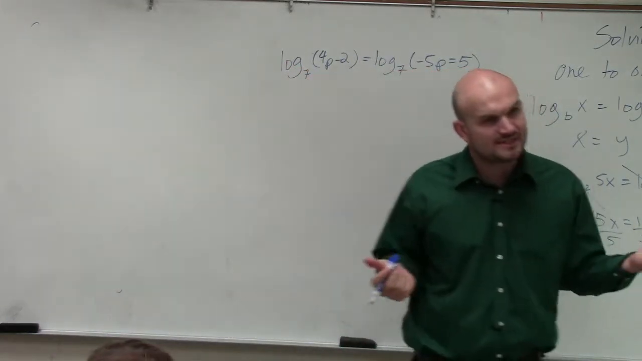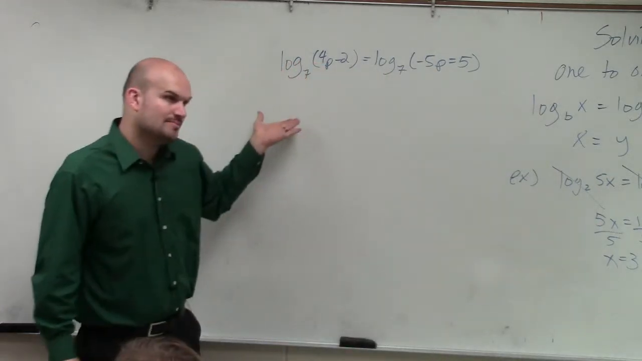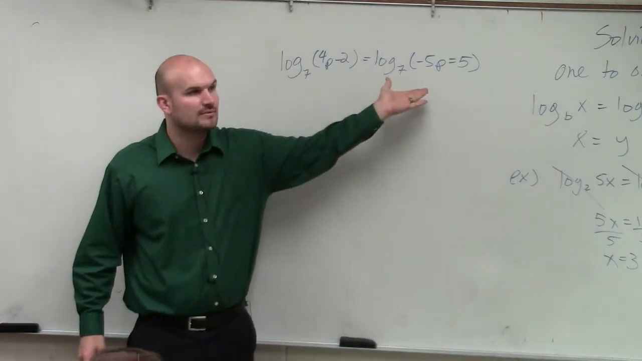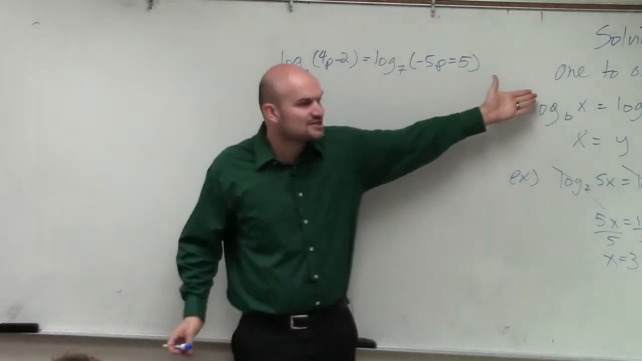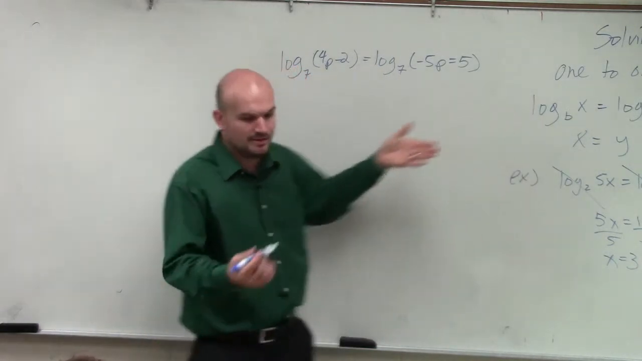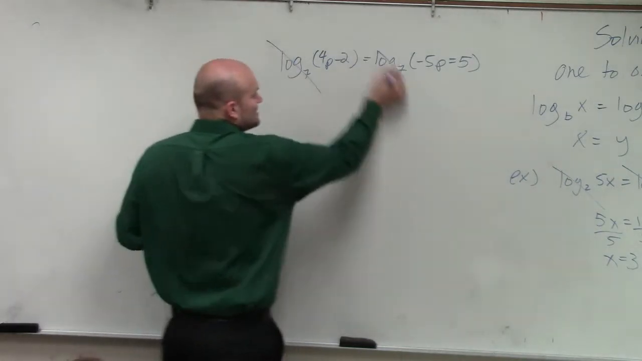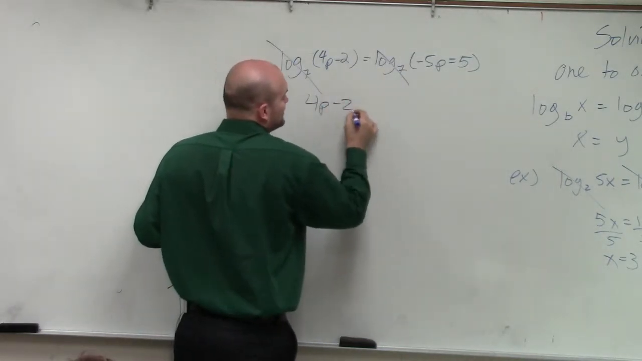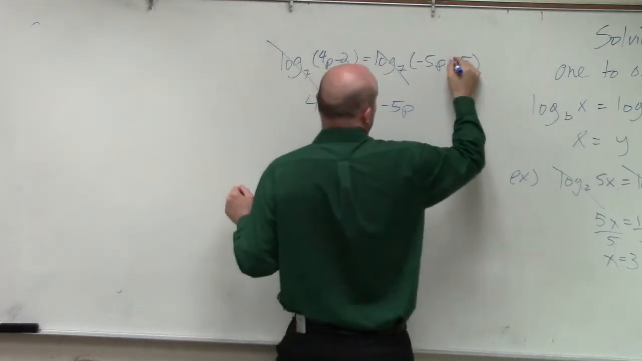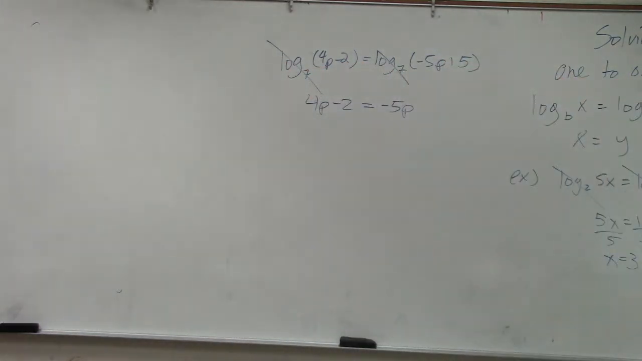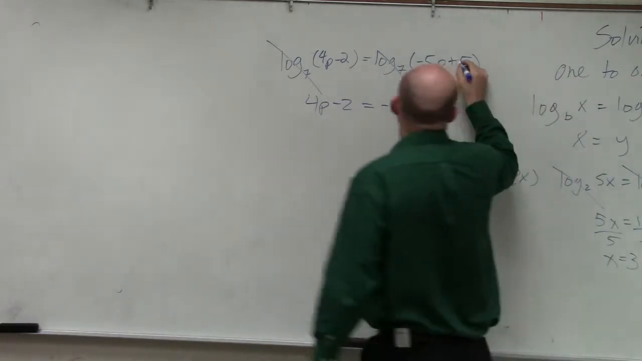And one thing you guys notice here is that I have a logarithm equal to another logarithm, right? So if I have a logarithm equal to a logarithm, I can solve using my one-to-one property. And as long as they're the same base, I now know I have 4p minus 2 is equal to negative 5p. Oops, what was that? Plus 5? I forgot. My bad.